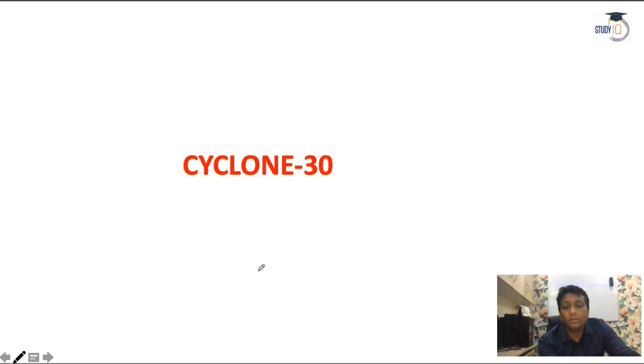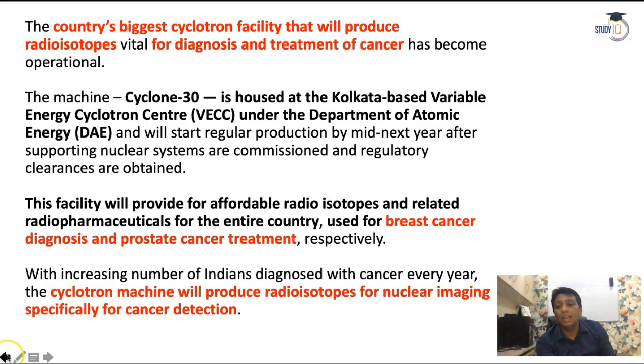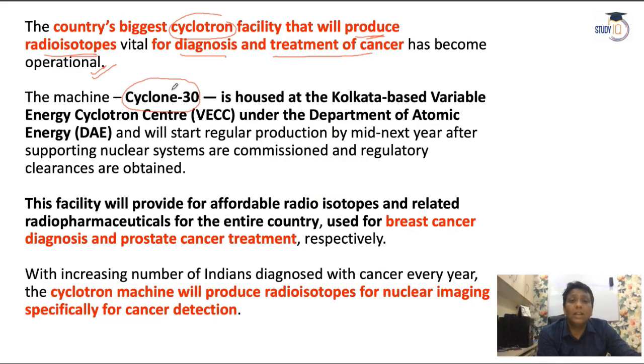Cyclone 30, it was also news, guys. It is energy based. It is a technology used for the detection and treatment of cancer. The country's biggest cyclotron facility, which will produce the radioisotopes important for the diagnosis and treatment of cancer, has become operational in India. And what is the name of the instrument? The machine name is Cyclone 30. So what does Cyclone 30 do? Cyclone 30 generates radioisotopes, and with the help of radioisotopes, they are used against cancer.